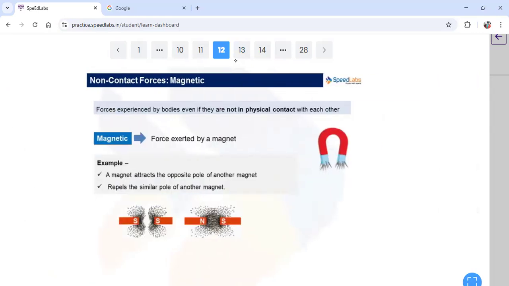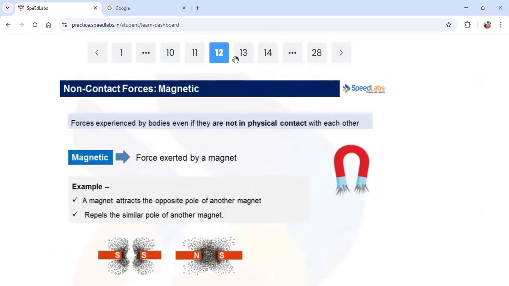Okay, next, children, non-contact force like a magnetic force. Force experienced by the bodies even if they are not in physical contact with each other. Okay, you can see here. Whenever you take a magnet and take some iron filings, it will attract the iron filings, yes or no? So the force exerted by the magnet is called magnetic force. Example, a magnet attracts the opposite poles of another magnet, yes. Repels the similar poles of another magnet, yes. Okay, yes or no? So north pole and north pole will get repelled, and north pole and south pole will get attracted, yes or no?